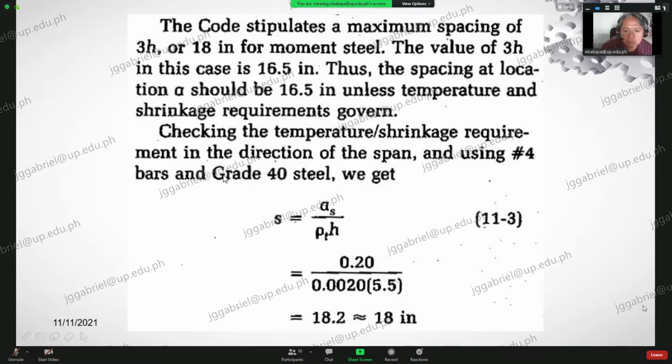Why are we using grade 40? It was stipulated naman. Should be grade 60. Sorry. Or number 3. No? So because this is the specification for moment reinforcement. So titignan lang natin. No? Now, ito yung requirement for temperature and shrinkage. It's 18 inches. Okay, so it's nagko-govern pa rin yung 3H, which is 16.5. Okay?